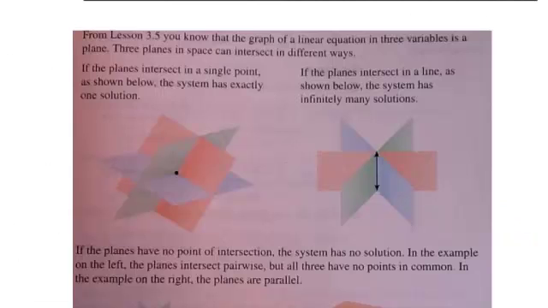So we know that from lesson 3.5, the graph of a linear equation in 3 variables is a plane. So 3 planes in space can intersect in different ways. If planes intersect in a single point, as shown below, the system has exactly one solution. So notice here we have 3 planes and they're intersecting at this single point. So that means that we have one solution.